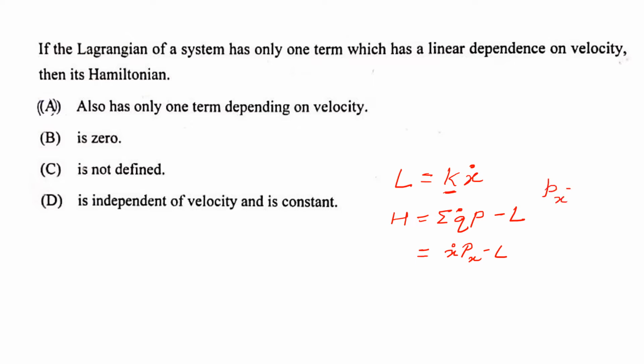Here px, that is the generalized momentum, is given by dou L by dou x dot. So L is kx dot, therefore dou L by dou x dot will be a constant k. If you substitute this in the expression of H, you will get x dot px is k, minus the value of L is kx dot. Therefore H will be 0. Option B is the right answer.